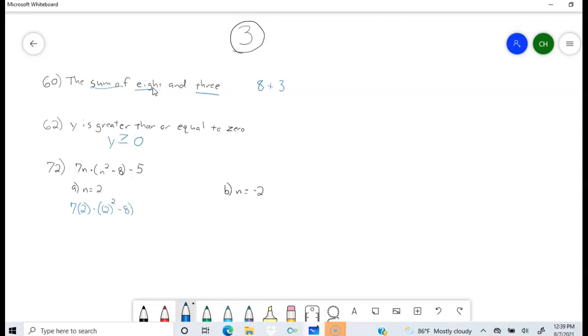minus 8 minus 5. So now I get 7 times 2 is 14 times, I've got to do my order of operations. 2 squared is 4 minus 8 minus 5. 14 times 4 minus 8 is negative 4 minus 5. 14 times negative 4 is negative 56 minus 5, negative 61.